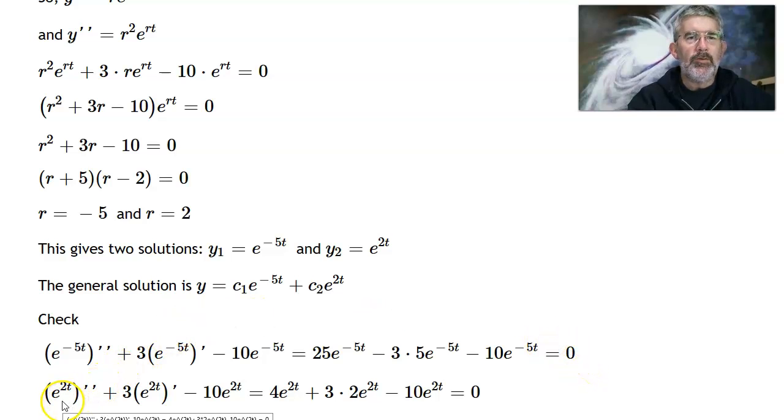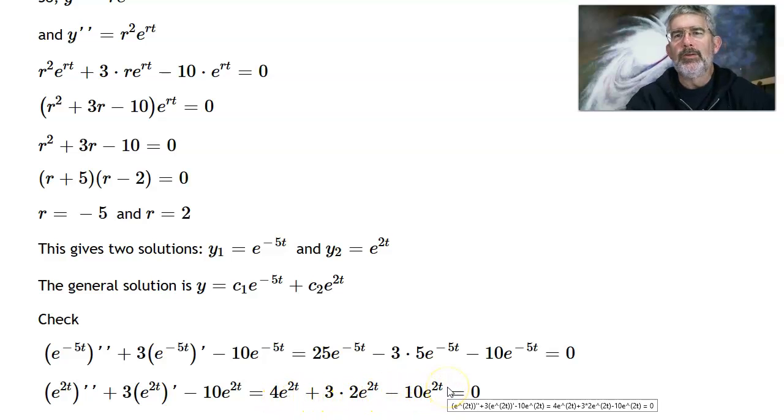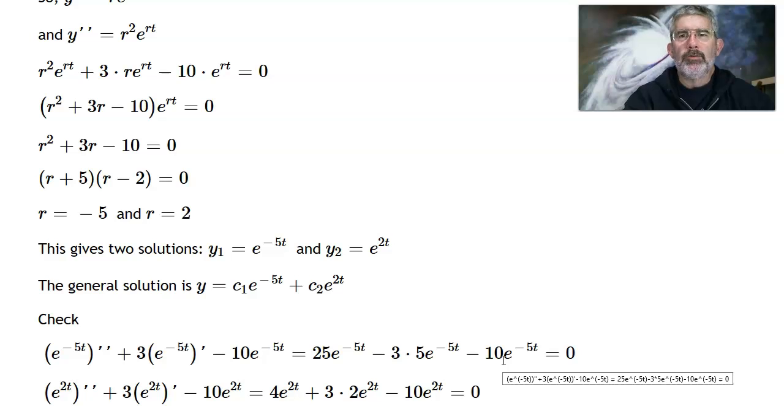Likewise, when you plug the e to the 2t in, take the second derivative, times 3 e to the 2t, take the first derivative, minus 10 times e to the 2t. So the second derivative, the 2 pops out twice, leaving a 4 there. The first derivative, the 2 pops out just once, leaving 3 times 2, which would be a 6. And so I've got 4 times this exponential plus 6 times that exponential minus 10 times the same exponential. 4 plus 6 minus 10, 0. So yeah, these are both solutions.